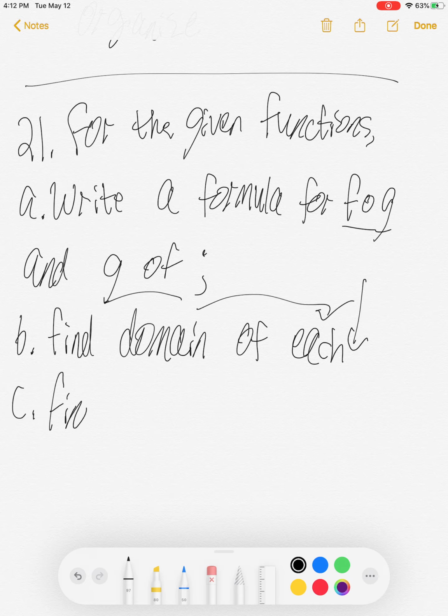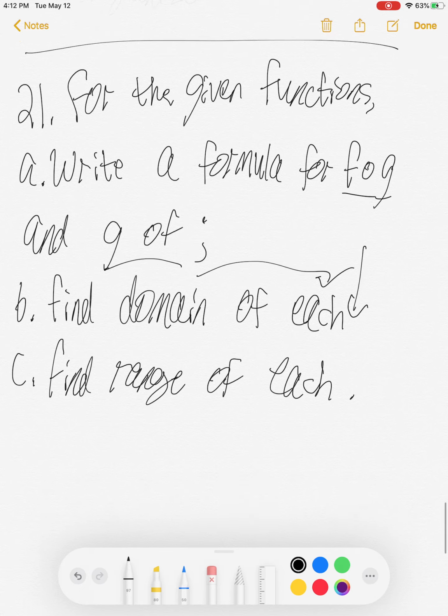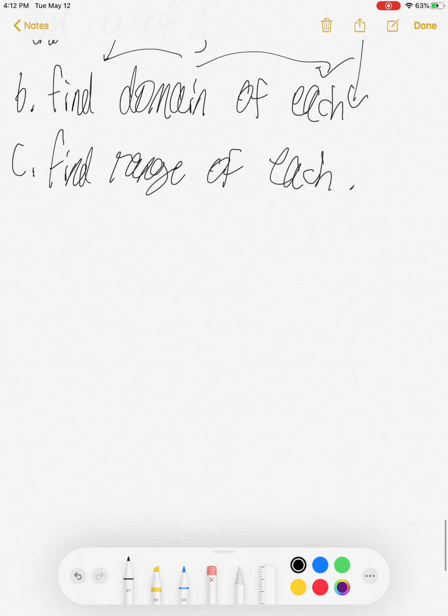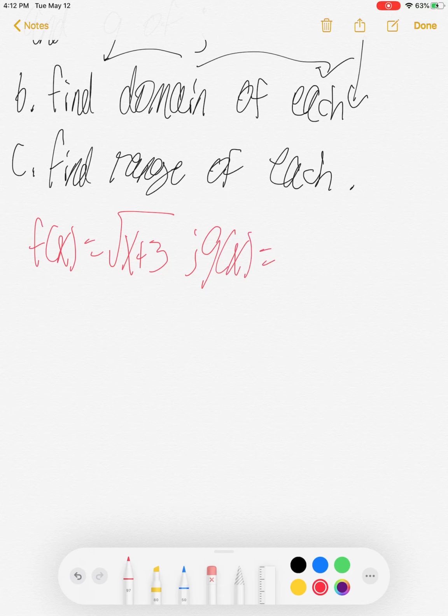And then C, find the range of each. Okay. So those are the instructions. Our functions, let's put them in red. So f of x is root x plus 3. And g of x equals 1 over x. Okay, so those are our functions.